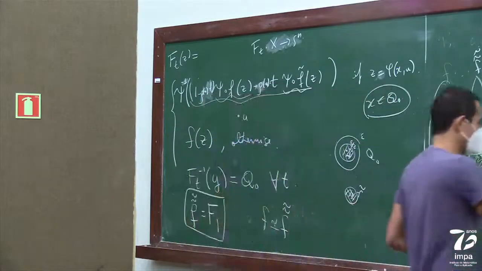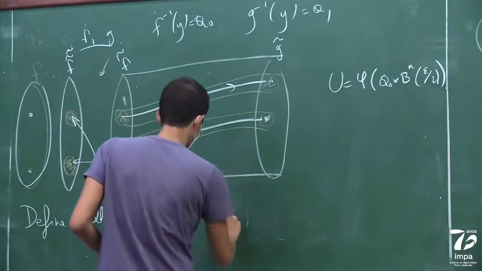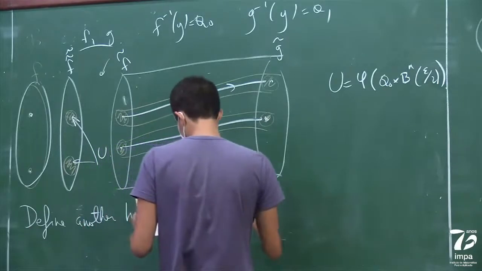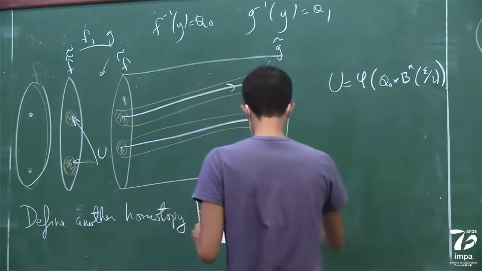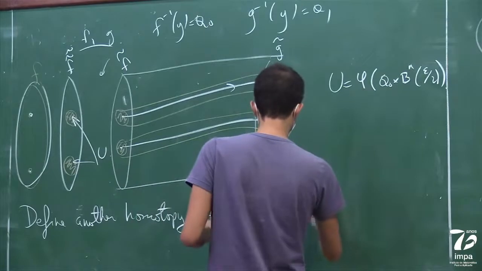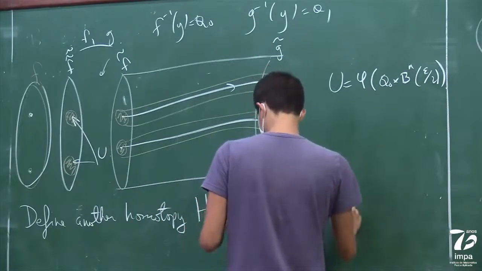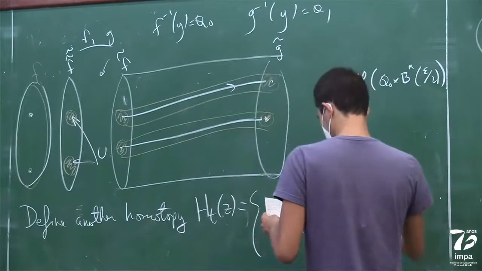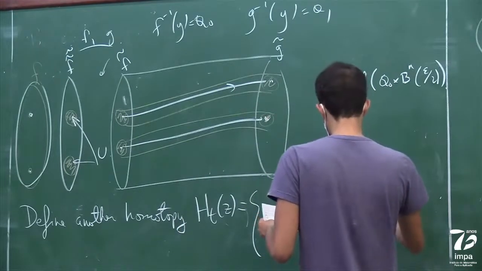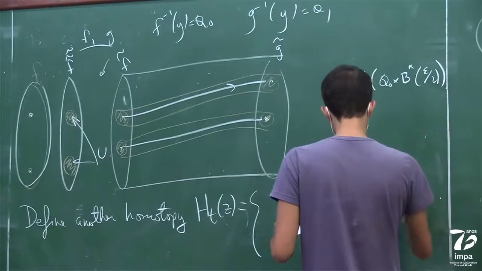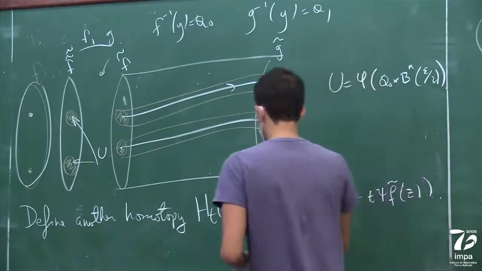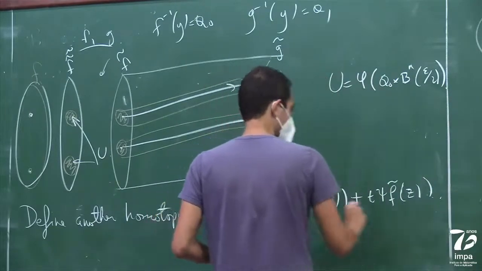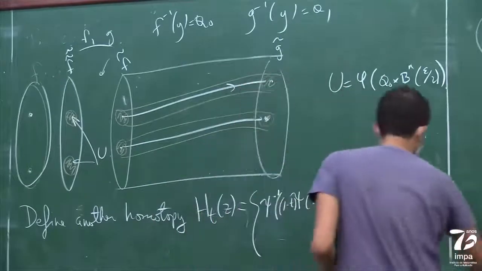So I define the homotopy like this. HT of Z is going to be psi inverse of, I just do psi of F double tilde with a 1 minus T, plus T times psi of F tilde. So I do this thing.